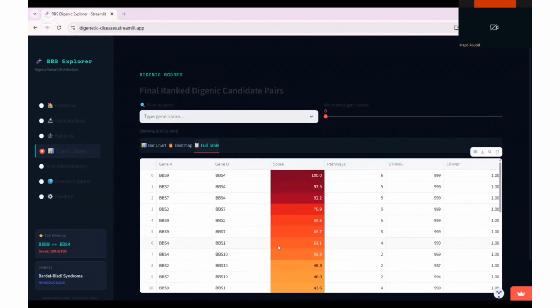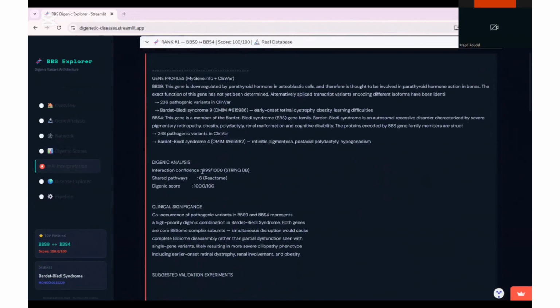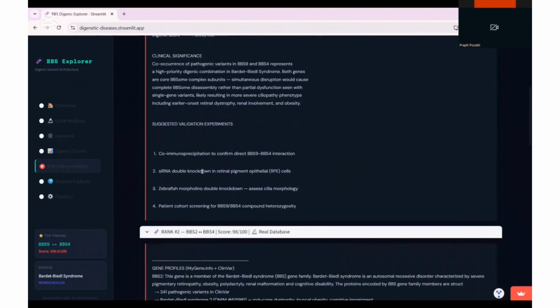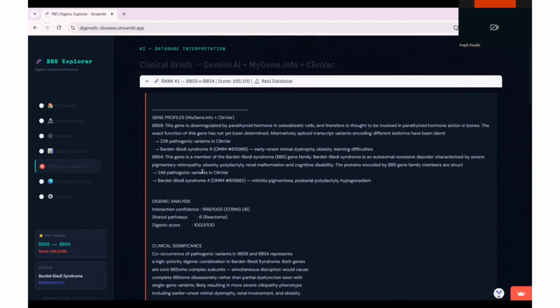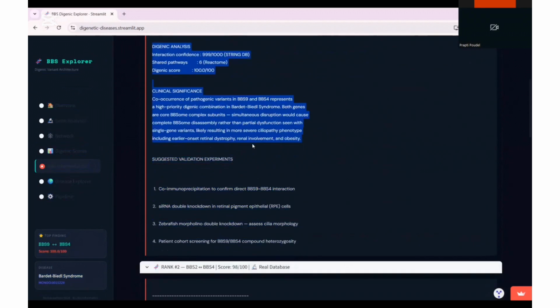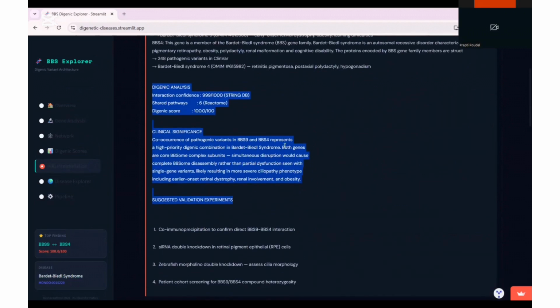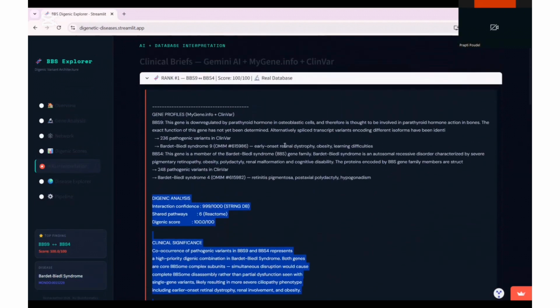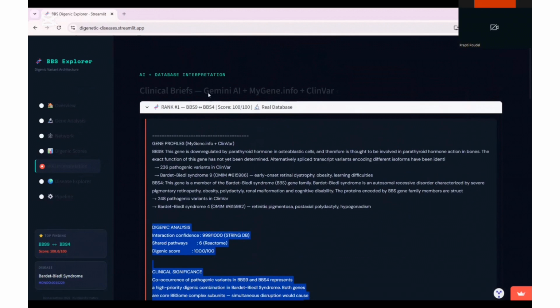Now, here is the interpretation, which is taken from the real data sets, which basically helps doctors read and understand the genes, how they interact, and what happens. It also talks about some of the clinical significance. Also, AI has interpreted the data, so it might not be 100% correct, but most of the data is correct because databases are used.